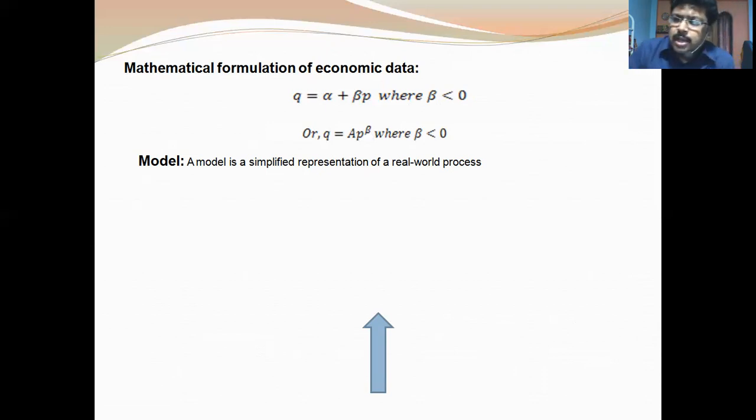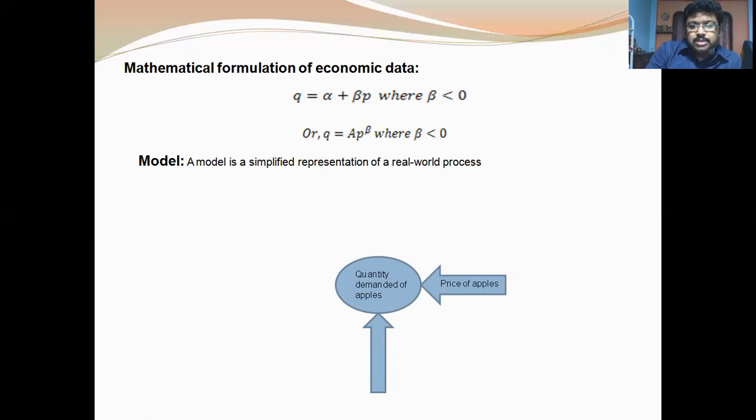Now, the model. A model is a simplified representation of a real world process. It is a simplified representation. With an example, we can clarify it very well. Suppose quantity demanded of apples and price of apples. Quantity demanded of apples depends on the price of apples. So here is an inverse relationship, but quantity demanded of apples does not depend on the price of apples only.